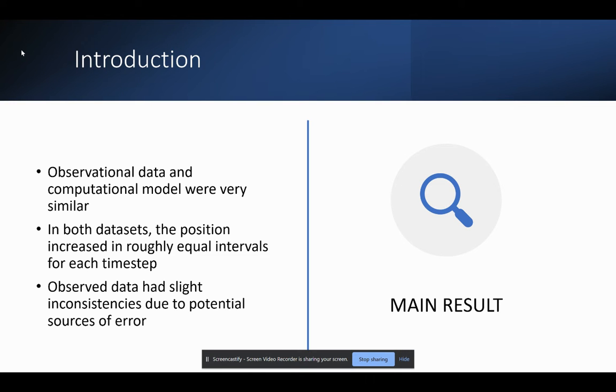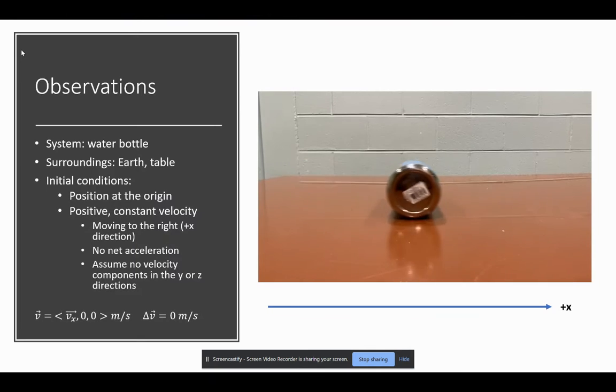As for the main results, the observational data and the computational model were very similar. In both datasets, the position increased in roughly equal intervals for each time step. However, the observed data has slight inconsistencies due to potential sources of error.